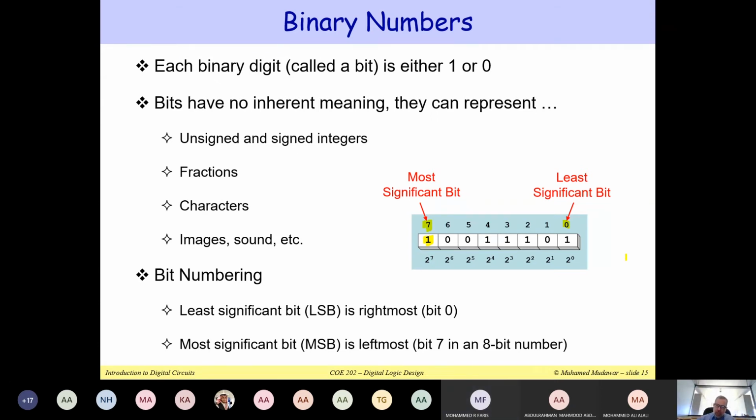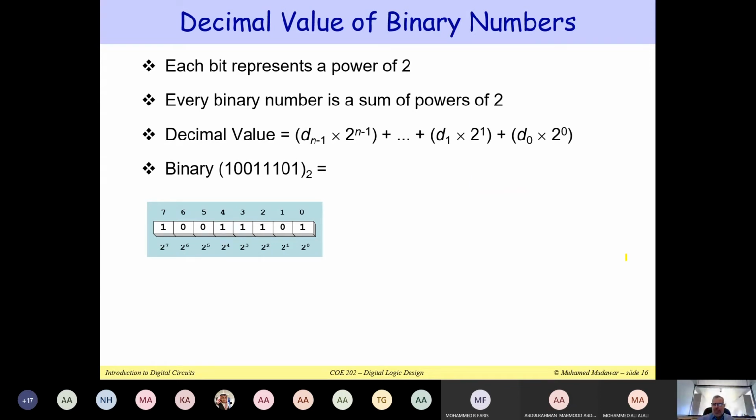Okay, so now we can say what's the decimal value of a binary number. Each bit has a weight, and this weight is a power of 2. You can see it here, 2 to the power 0 for bit 0, 2 to the power 1 for bit 1, all the way to the most significant bit. The most significant bit is bit 7, and the weight is 2 to the power 7. Now, if I would like to calculate the decimal value of a binary number, I have to take each bit. So I'm calling it digit 0. The 0 here is bit 0. I have to multiply it by 2 to the power 0.